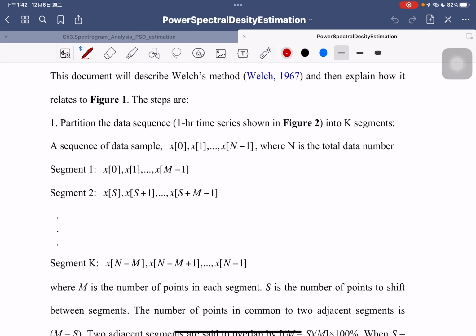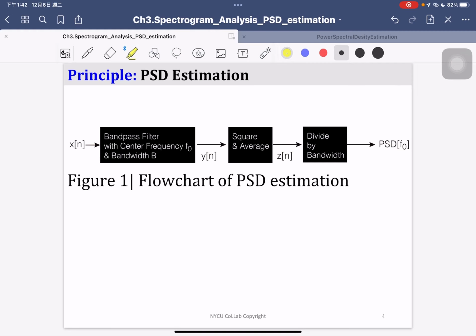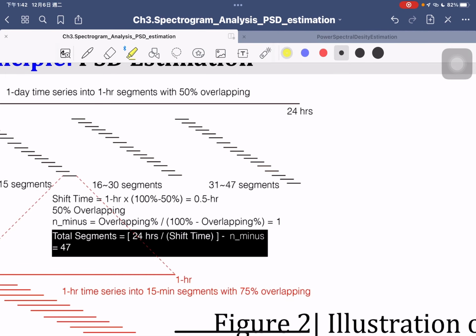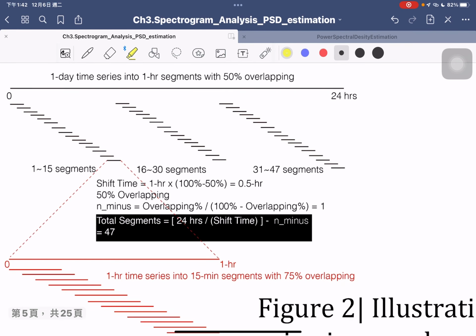So the first one, you have the time series data, and right now I only focus on the 1 hour's time series data. So how can I have the 1 hour time series data here? You can go back to see the figures. So today we have the 4 days of data.